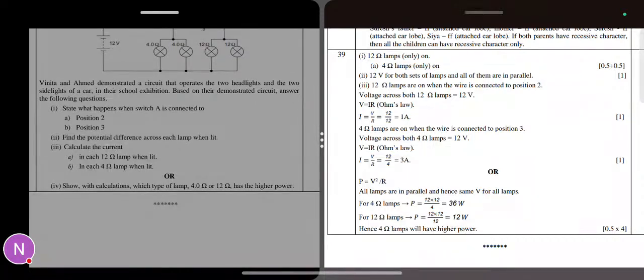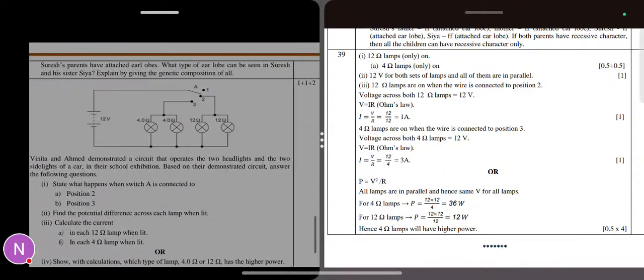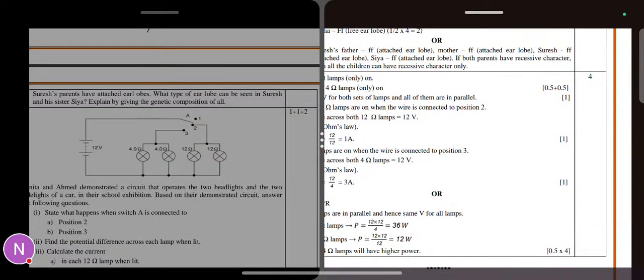Next, our question: show with calculation which type of lamp, 4 ohm or 12 ohm, has the highest power. So for 4 ohm, P is equal to V squared by R, 12 into 12 by 4, that is equal to 36 watt. For 12 ohm, P is equal to 12 into 12 by 12, that is equal to 12 watt. So hence the 4 ohm lamp will have higher power. So 3 marks, 1 plus 2. So therefore here 4 marks will be given if you answer any one question.